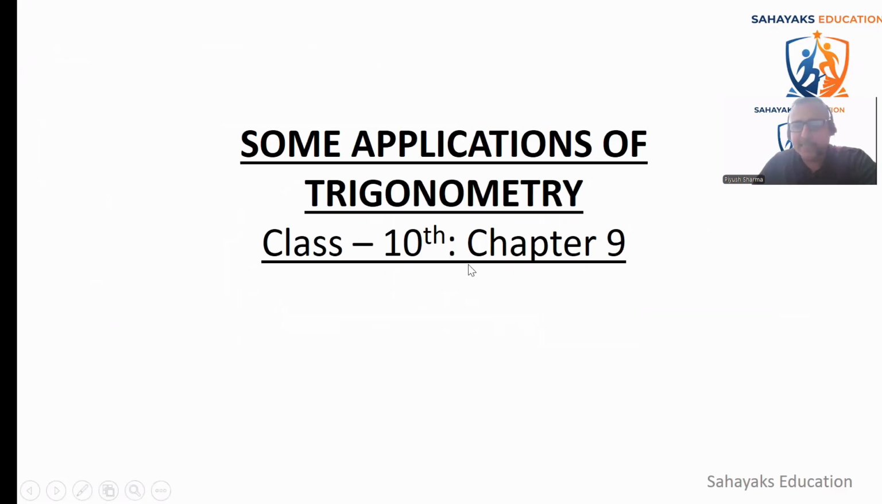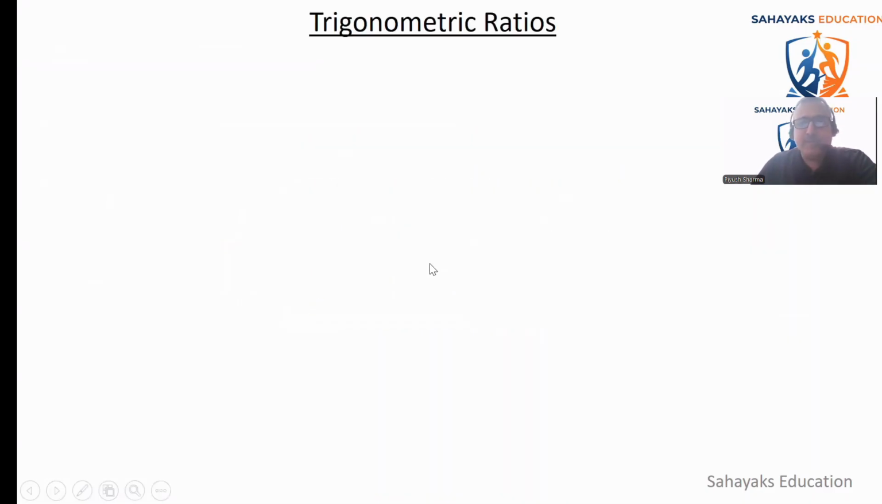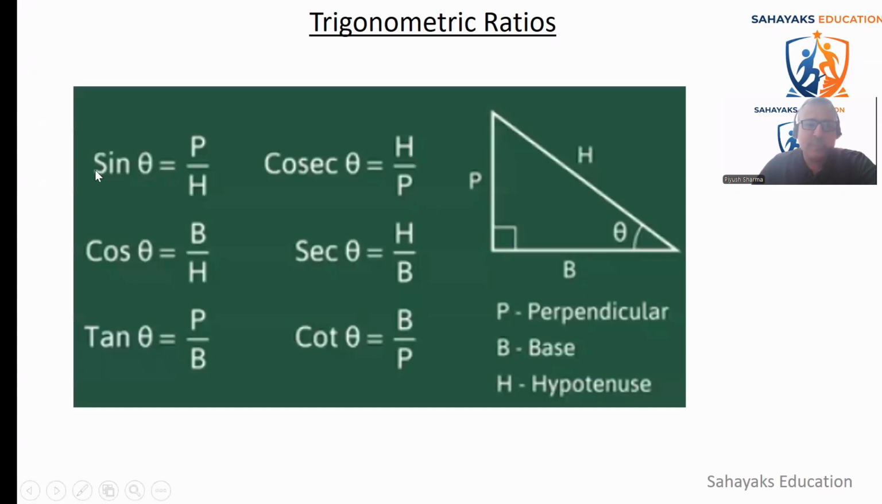10th class का 9th chapter है and this contains around 4 to 5 marks in board exams. Okay, the total trigonometry contains somewhere around 15 marks. Out of 15 marks, somewhere around 4 to 5 marks are from this particular chapter. Okay, so we have learned about trigonometric ratios, and there are certain things from the previous chapter which we have to remember. Here are the trigonometric ratios: sine theta, p by h, cos theta, b by h, tan theta, p by b, and various other ratios, cosec, sec, cot. This is one thing we have to remember.